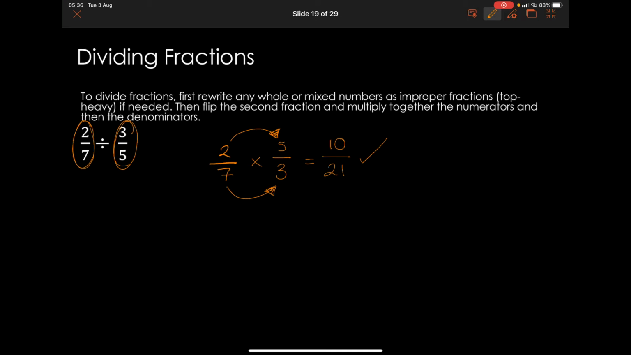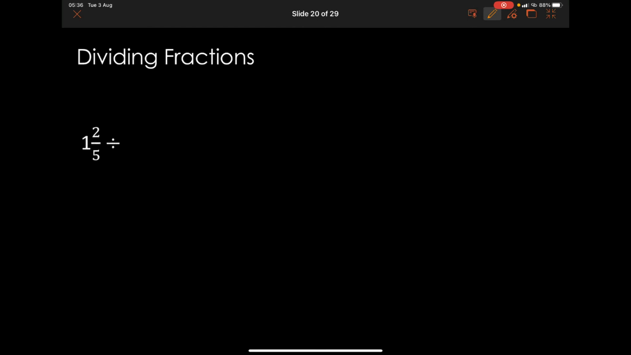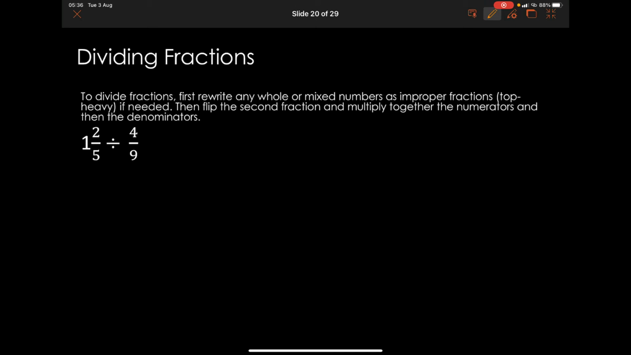So it's done. When you divide, you write out the first fraction, you switch the divide to a times, and you flip the second fraction. And then once you've done that, you just multiply them rather than divide. It's just easier. Why don't you pause the video and have a go at this one? Remember to turn that number into an improper fraction first.